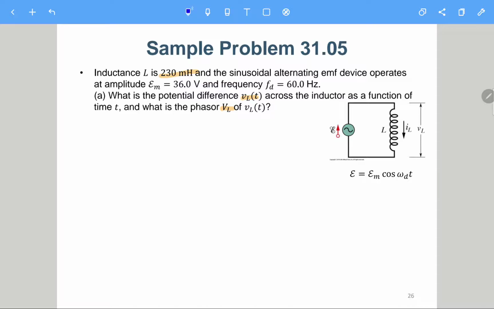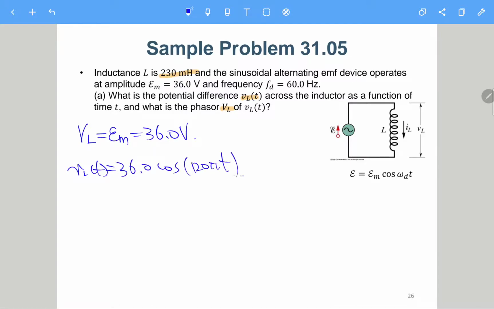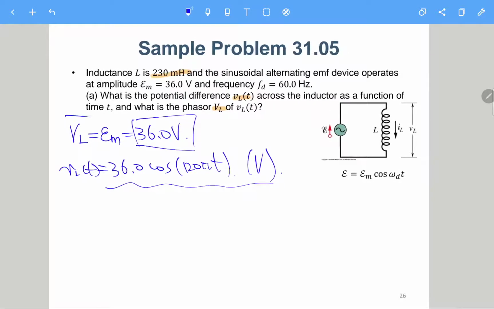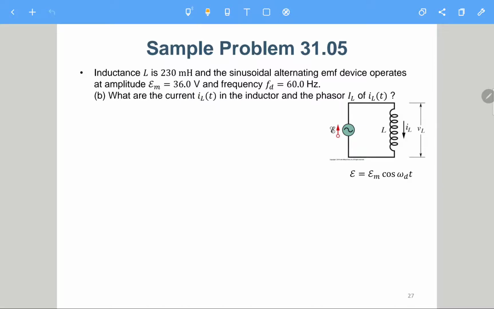So here we have VL equals 36.0 volt, and VL of t is of course 36.0 cosine 120 pi t volt. So this is the phasor, this is the time domain function. So all the way the same as the previous two sample problems. So the next part, we need to find the current and the phasor.